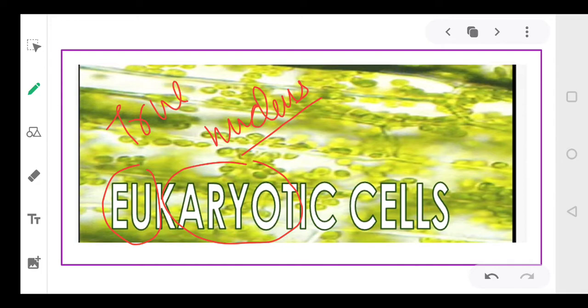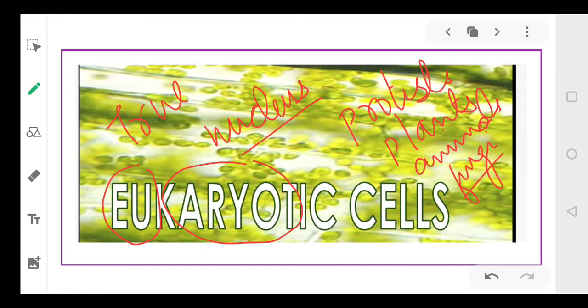The eukaryotes include protists, plants, animals and fungi. So basically four categories: protista, plants, animals and fungi. All four are included in the eukaryotes.